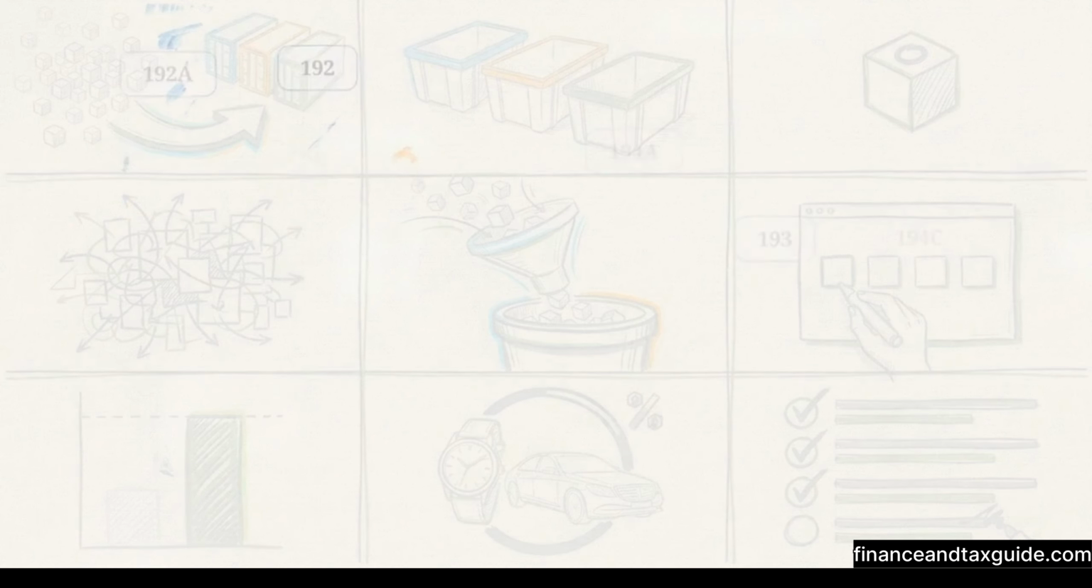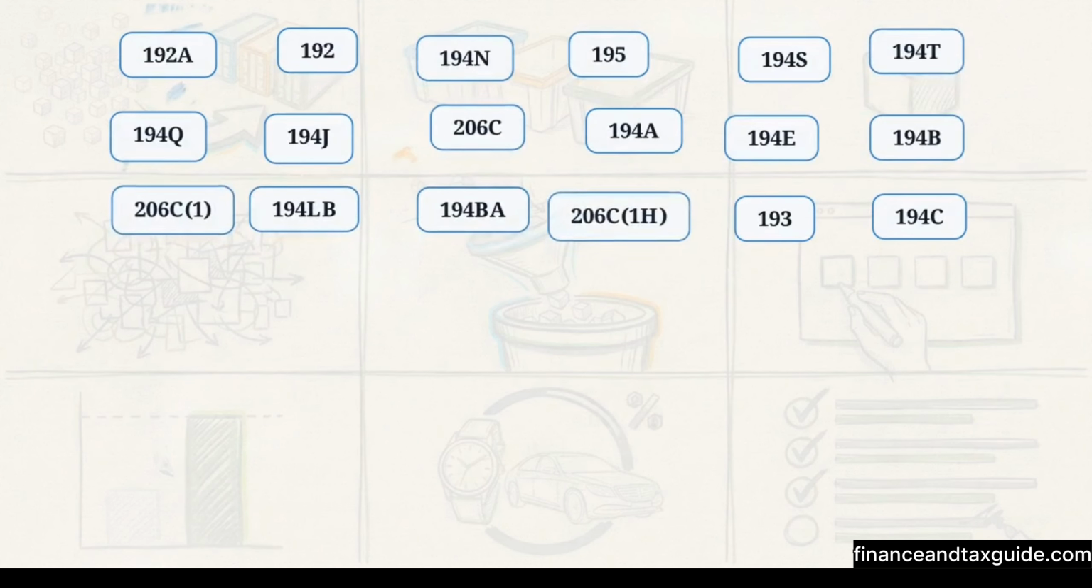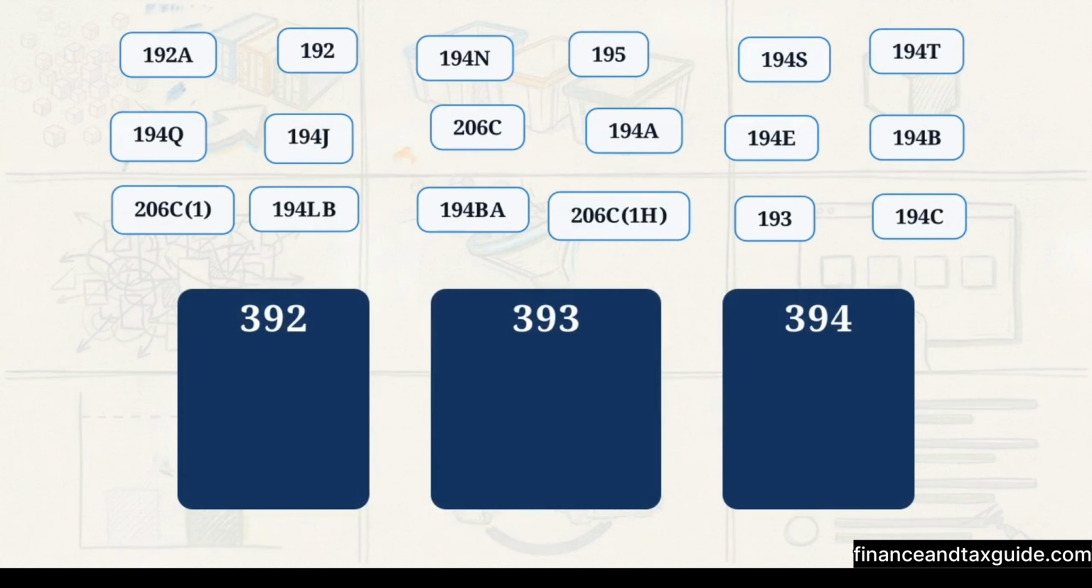Under the old system, compliance was built on an alphabet soup of independent sections, like 192, 194A, and 194J, each requiring separate navigation. The 2025 Act consolidates those legacy provisions into just three master sections, 392, 393, and 394. This three-part taxonomy serves as the foundational structure for every return filed under the 2025 Act.